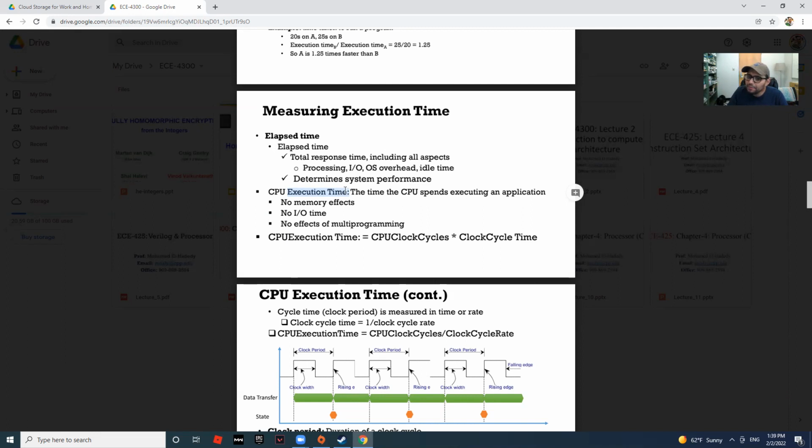It is CPU clock cycles times the time of the clock cycles. Do you guys remember the critical path? In the critical path, you are looking into the longest path between input and output. Do you guys agree?